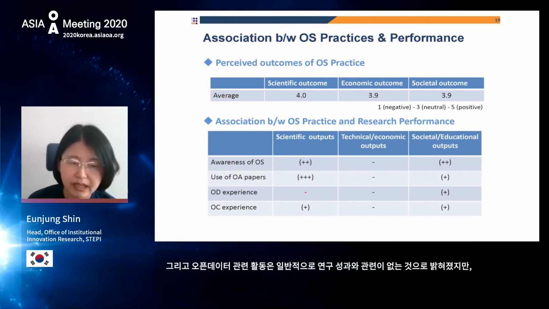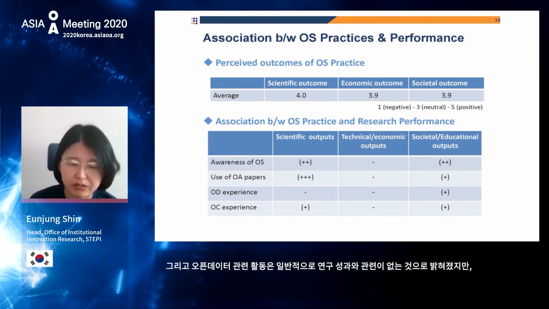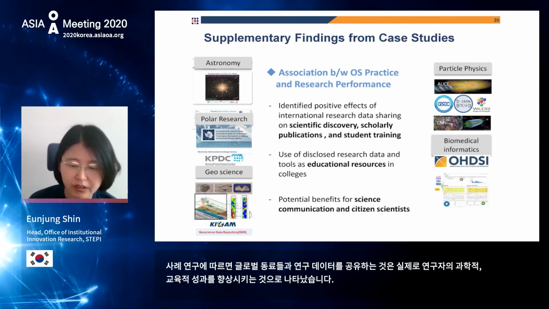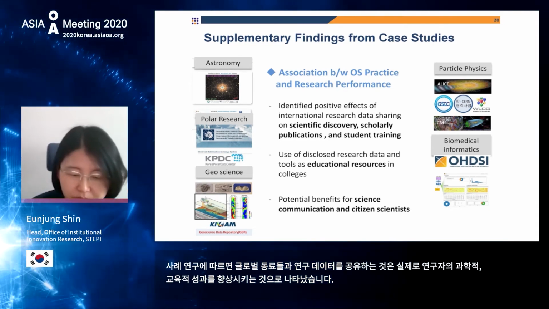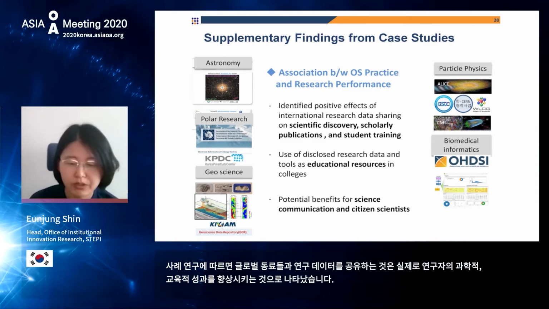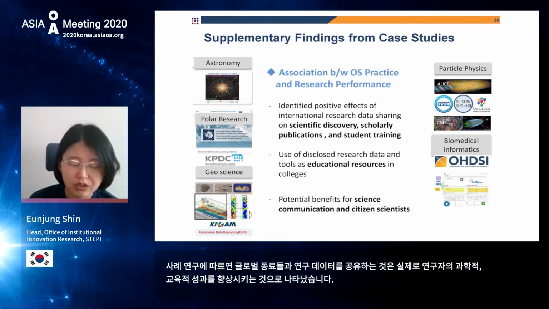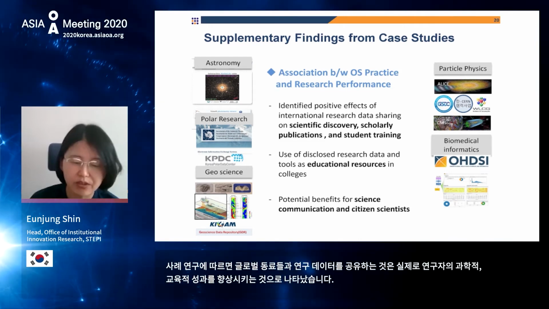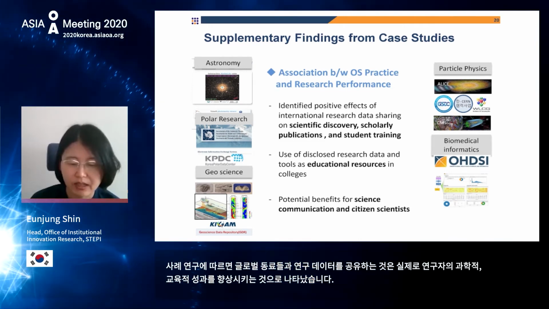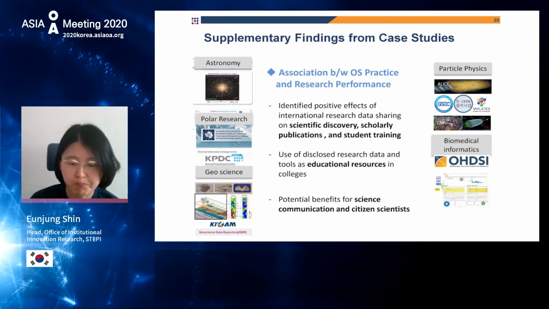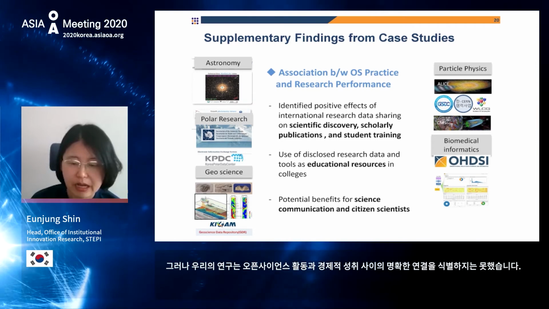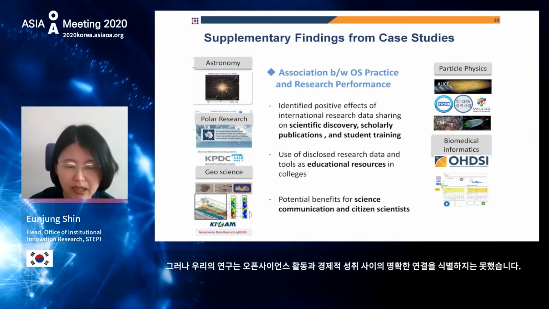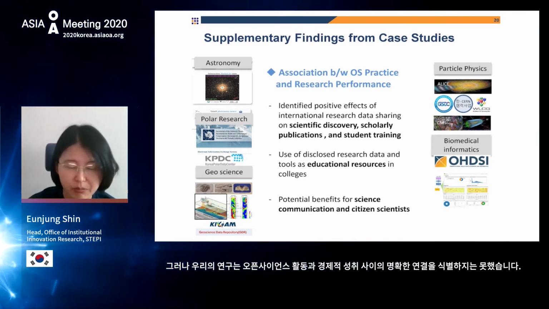Even though open data related activities were found to be not related to research performance in general, case studies supplement those findings by showing that sharing of research data with global colleagues actually advanced Korean researchers' scientific as well as educational performance. However, our studies could not identify a clear linkage between open science activities and economic benefits or performance outcomes.